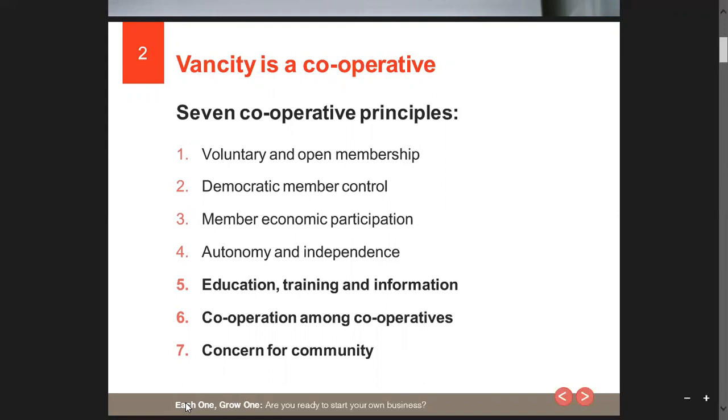Yes, number one, voluntary and open membership. It means that you have to volunteer to do any business, because you must get experience before running your own business. If you don't have much experience regarding business and you have never worked at any places, it is difficult for you to risk running a business, even if you have capital or you have enough money.